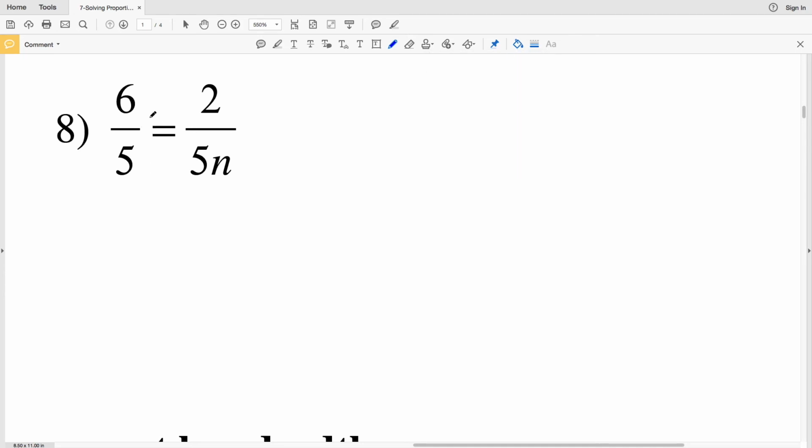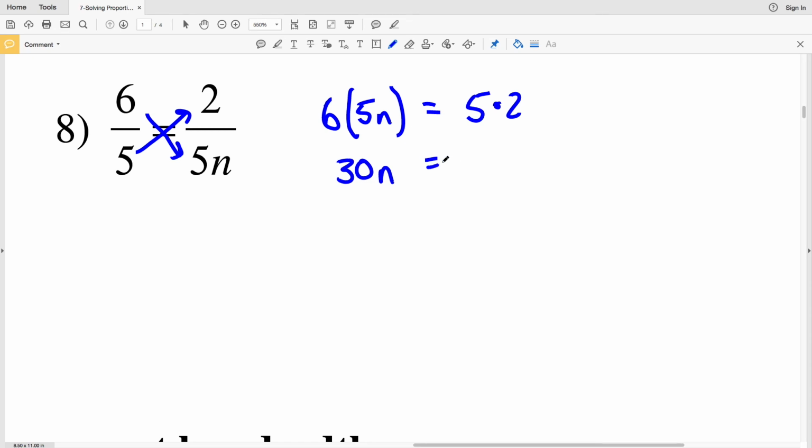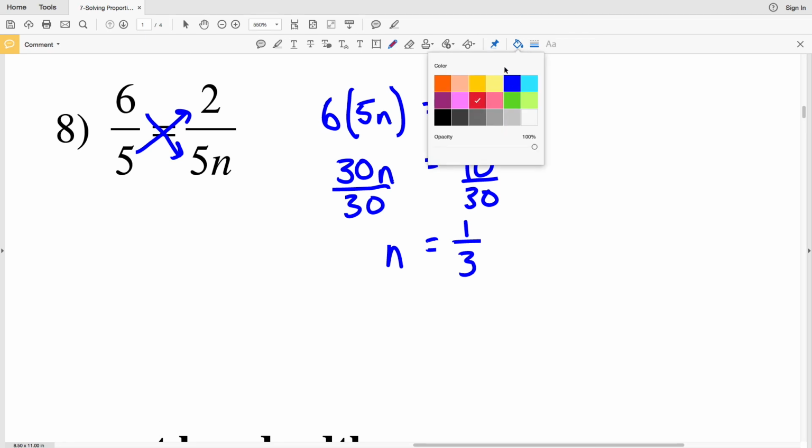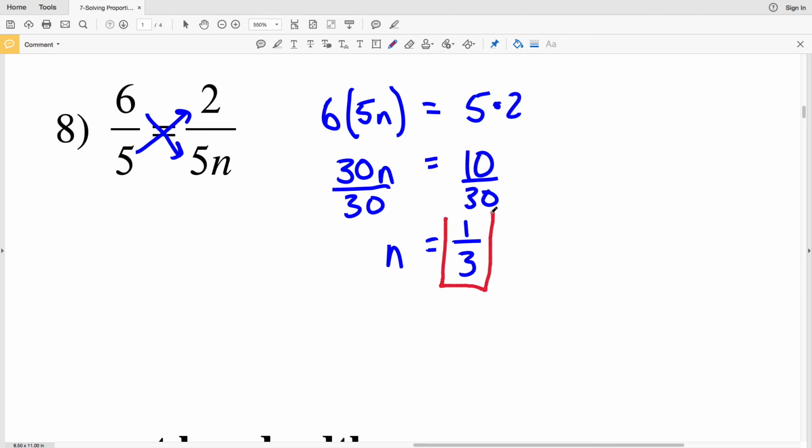So now when I cross multiply in number 8, I'll do 6 times 5n, and that's going to be equal to 5 times 2. So 6 times 5 times n is 30n, and that's equal to 5 times 2, which is 10. When I divide by 30, you can see that 10 over 30 can be simplified. Since both are divisible by 10, 10 goes into 10 once, and 10 goes into 30 3 times. So n equals 1/3 in number 8.